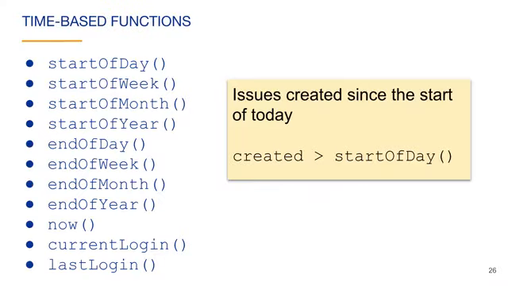Here's a list of the advanced search functions that are related to time and date. There are functions that specify the start of a time period and the end of a time period. The now function represents the current time. The current login function results in the time that the current user logged into the session, and the last login function results in the time that the current user logged into the previous session. As an example, this query will find issues created since the start of today.